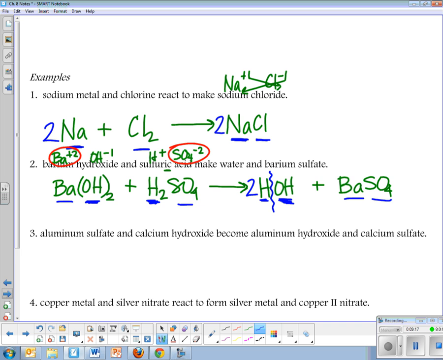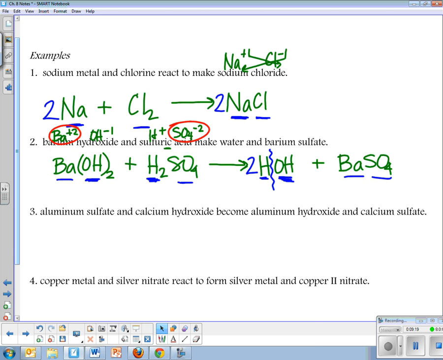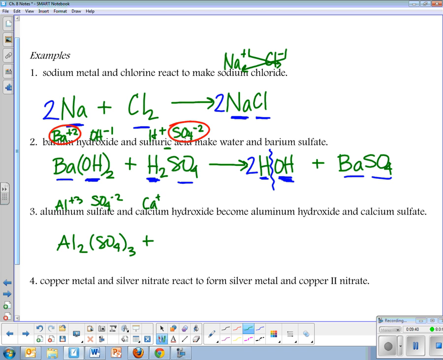Let's do one more. So aluminum sulfate. So I've got Al, and that's plus 3. Sulfate, SO4 minus 2. So putting them together, I'm going to get Al2(SO4)3. And so there's my plus. Calcium, Ca, plus 2. Hydroxide is OH, minus 1. So I've got Ca(OH)2, OH taken twice. Become, so there's my arrow, aluminum hydroxide.